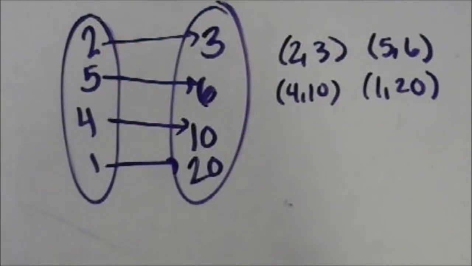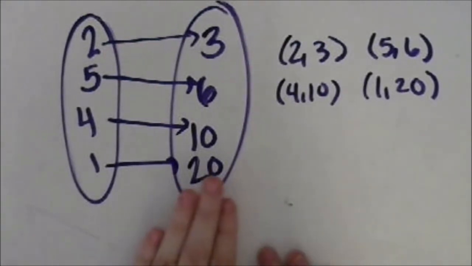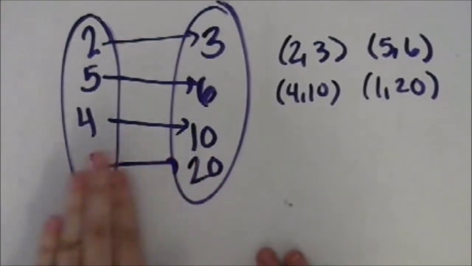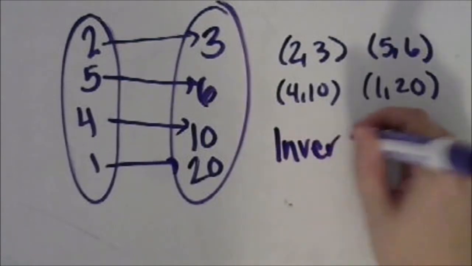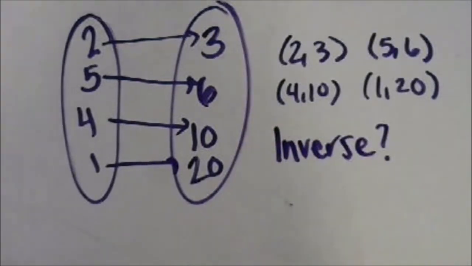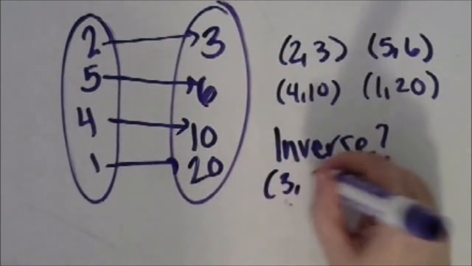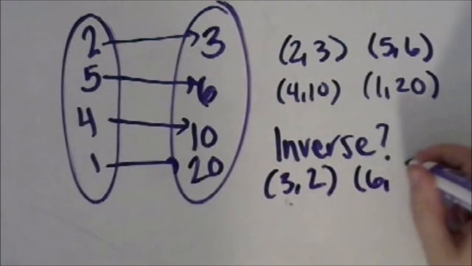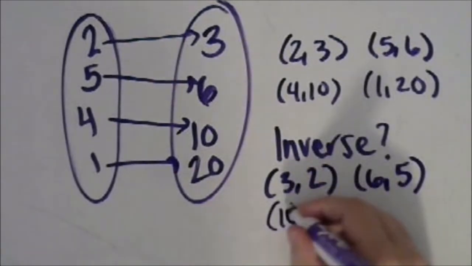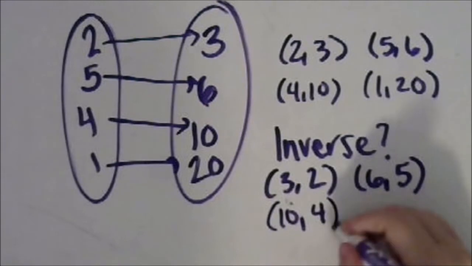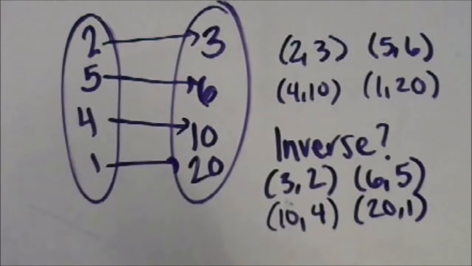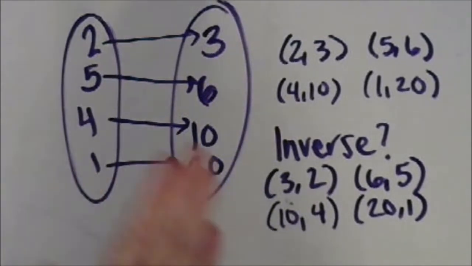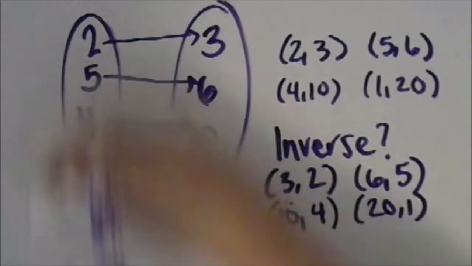Well, an inverse function is a function that takes each value of the range and maps it to each value of the domain. So the inverse is really just a switching of x and y. The inverse function here is 3, 2, 6, 5, 10, 4, and 20, 1. And if we wanted to draw this inverse as a mapping, we would just switch these circles and switch all of the arrows.